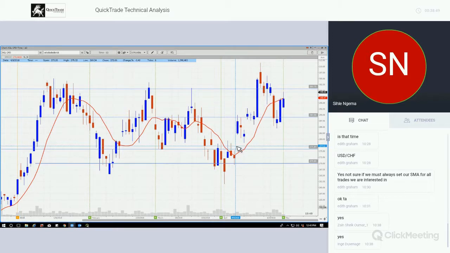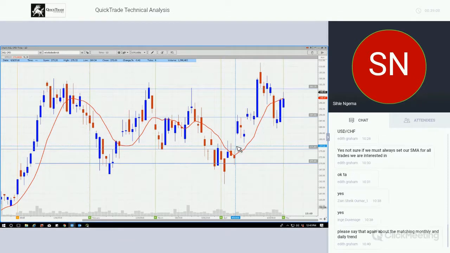I know that there is support and resistance, and in my view, support and resistance actually dictate what one must do or what the trader should do in the market. But in this instance, I'm just looking at the simple moving average dictating what we do in the market. The monthly is looking positive. It's saying that it's a buy.